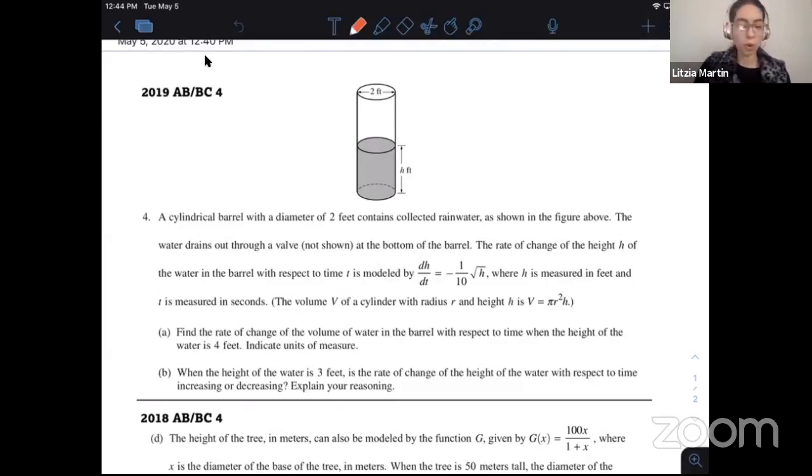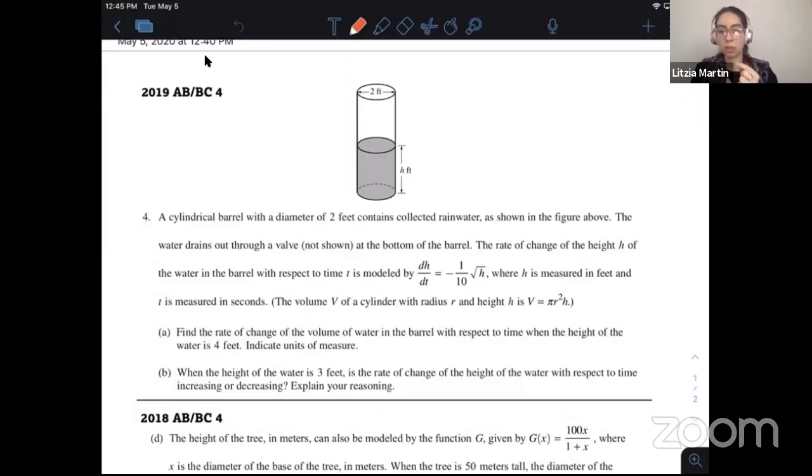So this first problem, and these are all problems that have to do with contextual applications of derivatives, so basically using derivatives in some specific situation. We're starting with a cylindrical barrel with a diameter of 2 feet that contains collected rainwater as shown in the figure above. So there's our barrel in the shape of a cylinder with collected rainwater. The water drains out through a valve, which is not shown, at the bottom of the barrel.